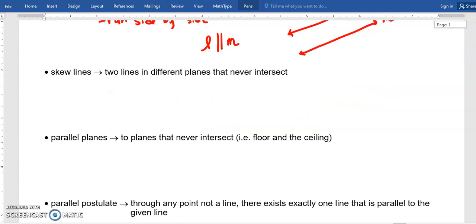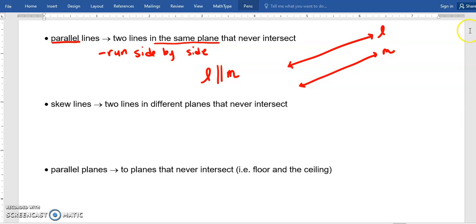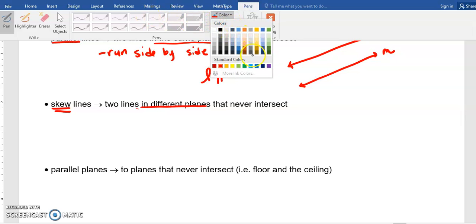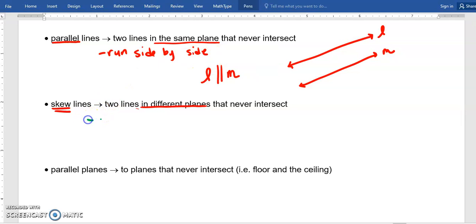That's why "in the same plane" was a qualifier here. Two lines in different planes that never intersect are called skew. This was much harder for me to draw, because it has to be a three-dimensional thing. An example that I always use for that would be the 50-yard line on the football field and the flagpole in the end zone.